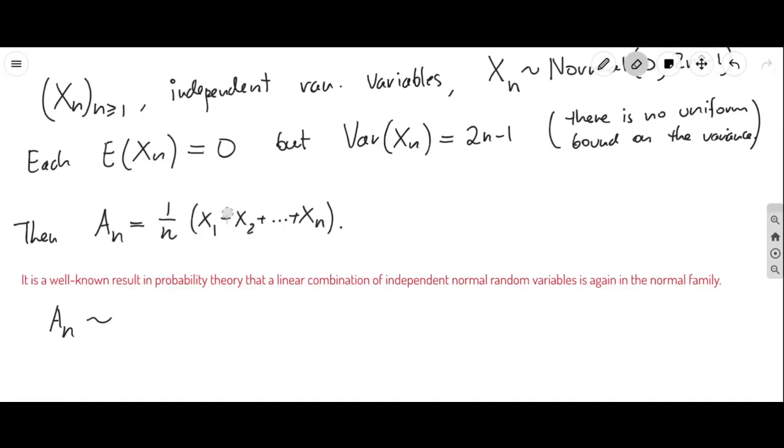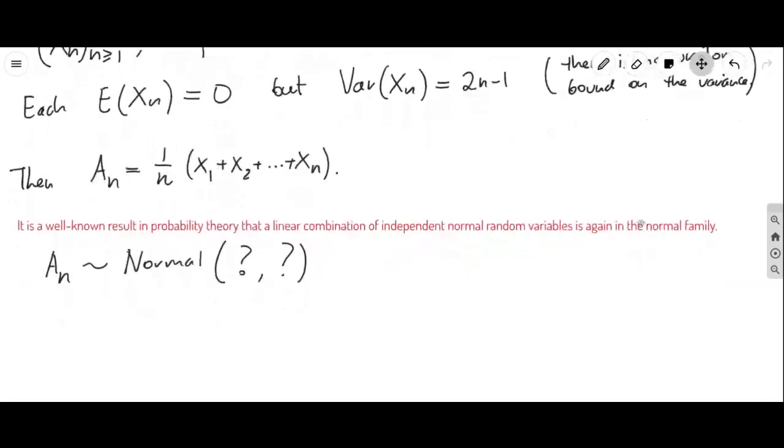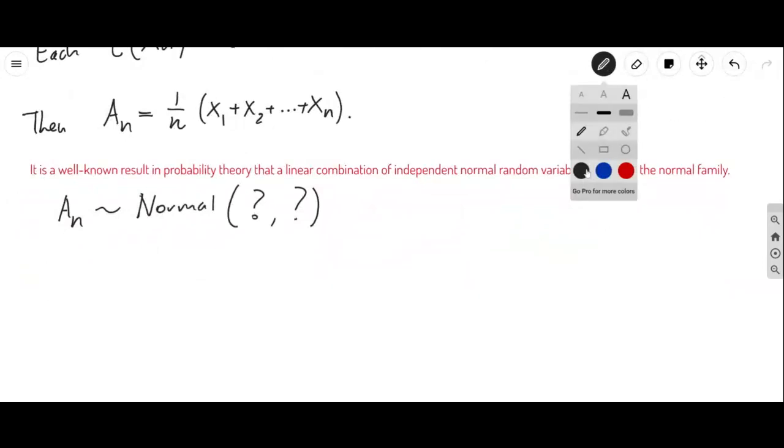In fact, the weighting coefficients are all the same. This will be normal. So it'll be normal of two parameters. There'll be some number, comma, some other number. To find out what those numbers are, you just use the expectation and the variance.